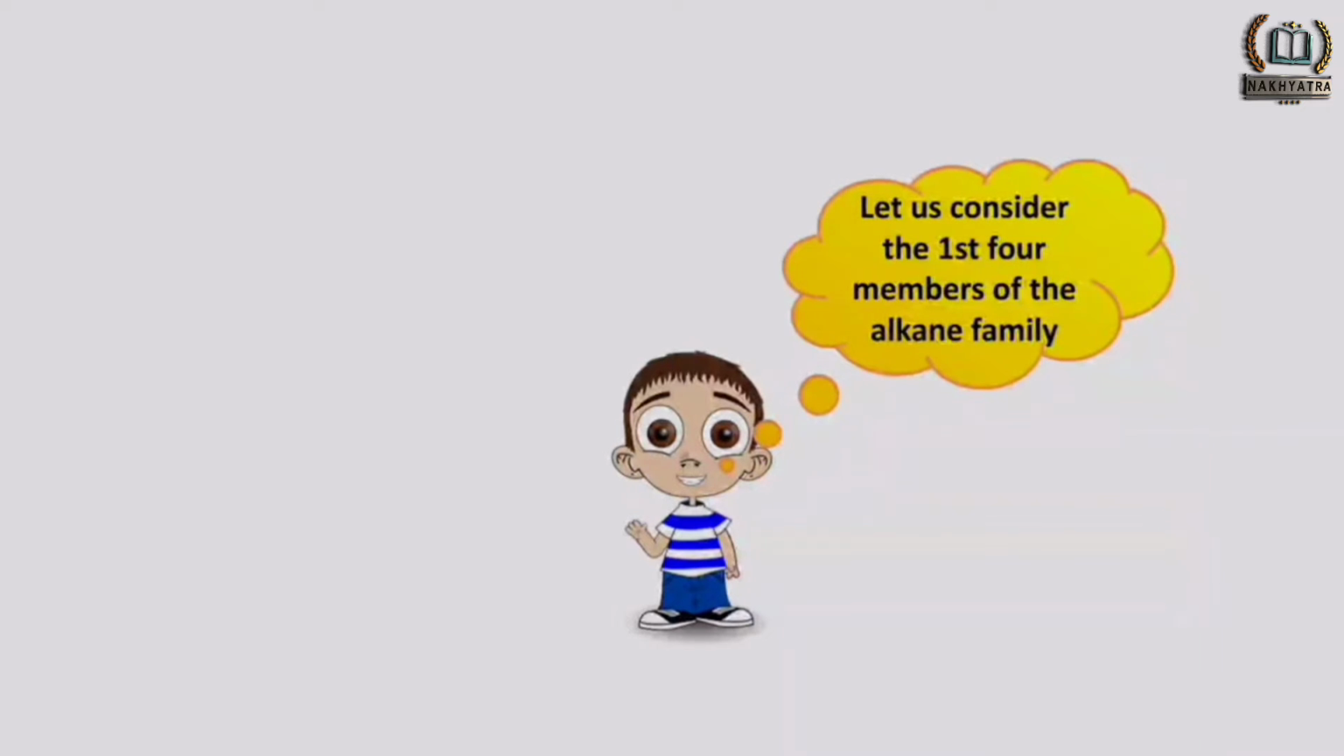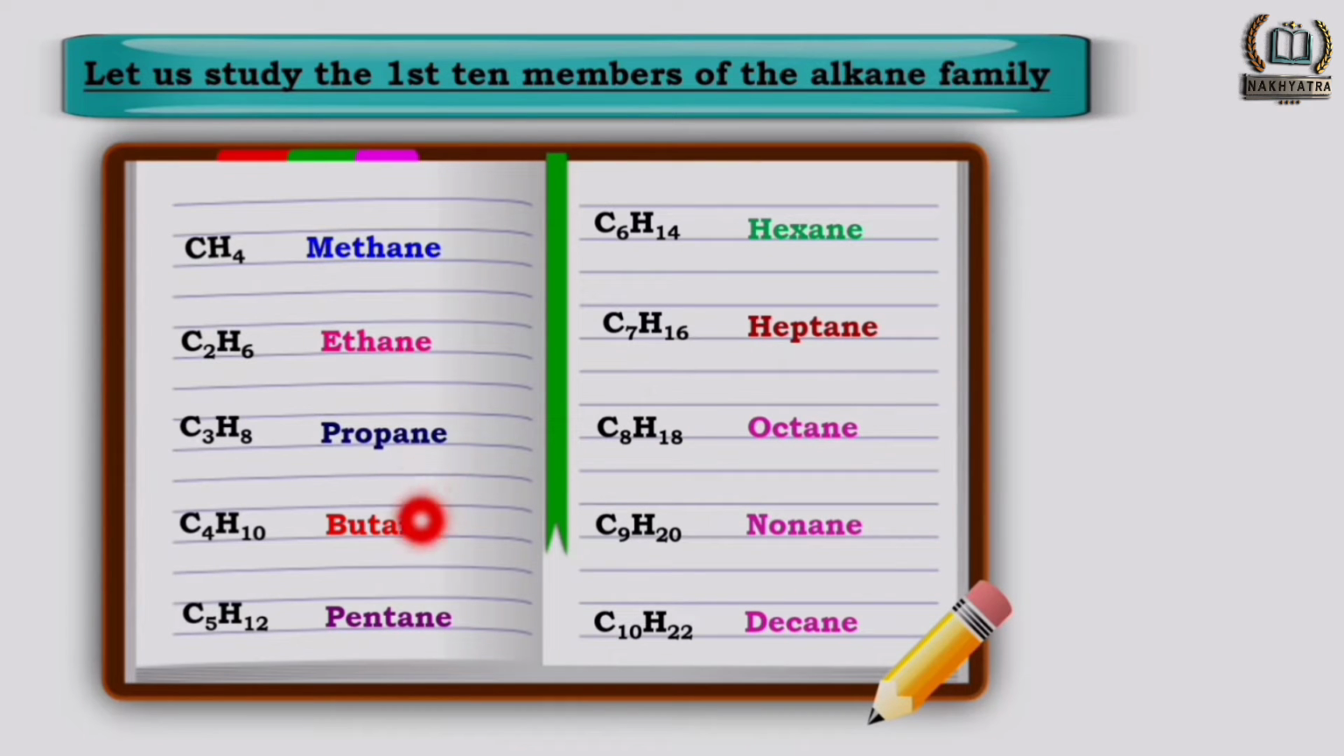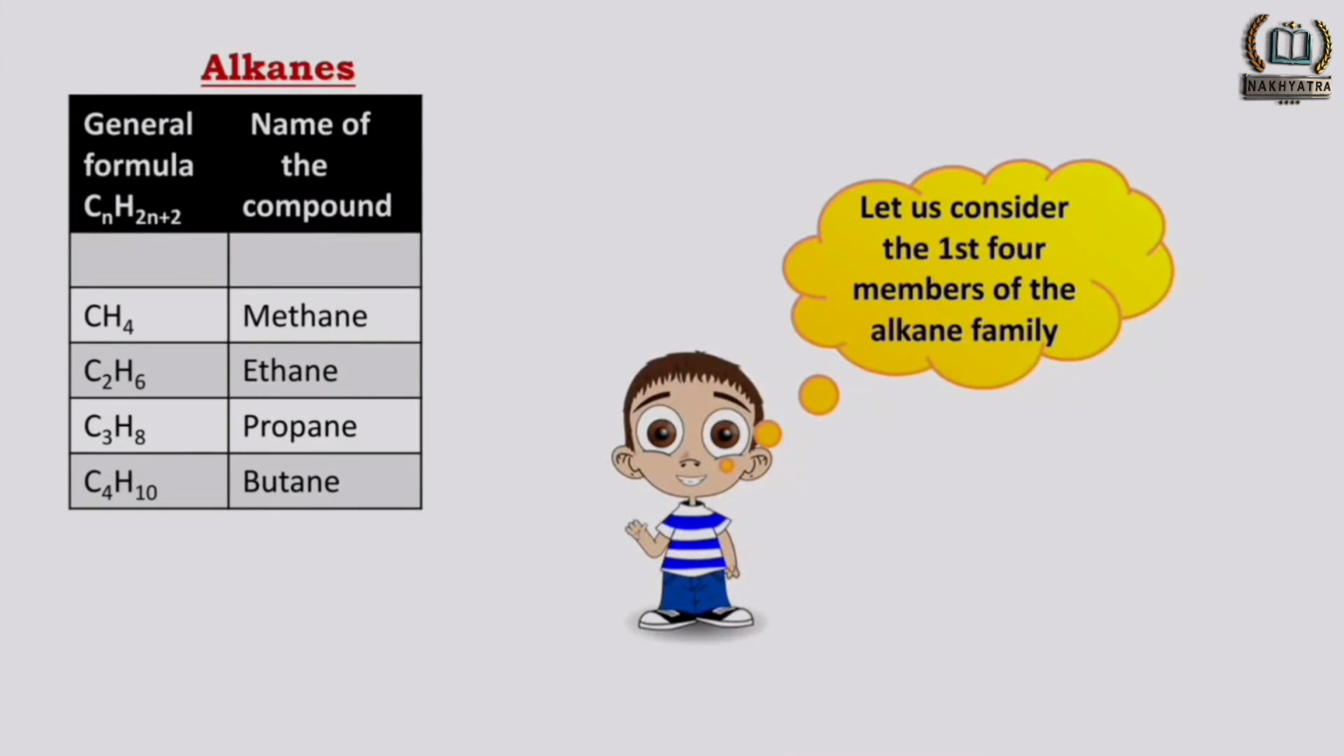Alright. Now move to the next slide. Now let us consider the first 4 members of the alkane family: methane, ethane, propane and butane. See here the general formula CnH2n plus 2. So this is the general formula for alkane. And here the name of the compound is methane, ethane, propane and butane. The general formula and their chemical formula is also given. CH4 for methane, C2H6 is for ethane, C3H8 propane and C4H10 is butane.